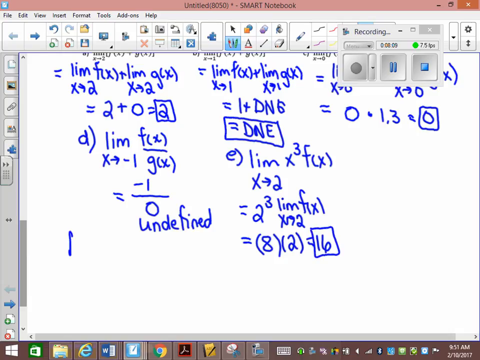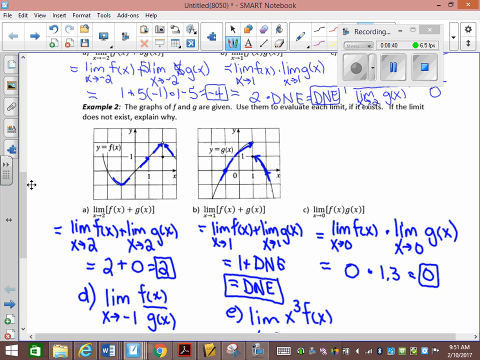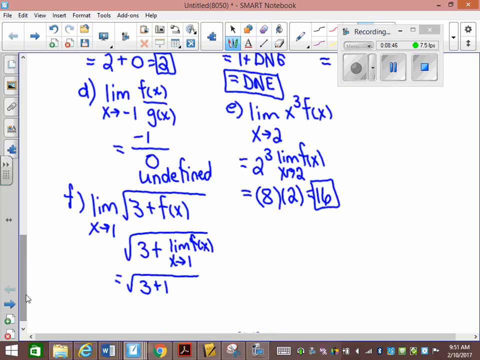And then F, we have the limit as x approaches 1 of the square root of 3 plus f of x. So technically I have the square root of 3 plus the limit as x approaches 1 of f of x. And so it's the square root of 3 plus 1, because the limit as x approaches 1 of f of x, from the left and from the right, approaches 1. So it equals the square root of 4, which is 2.